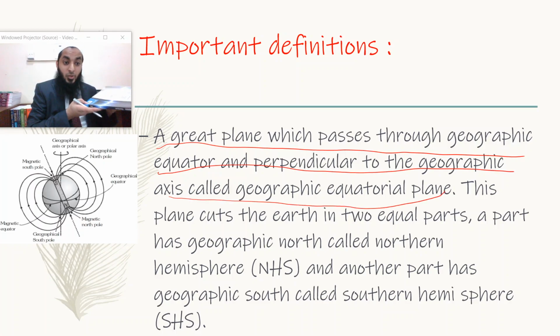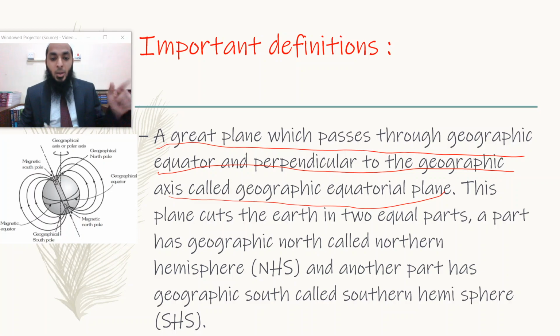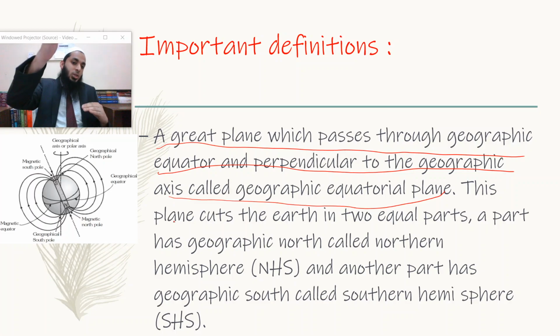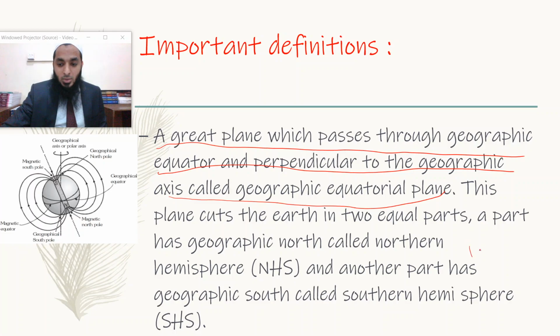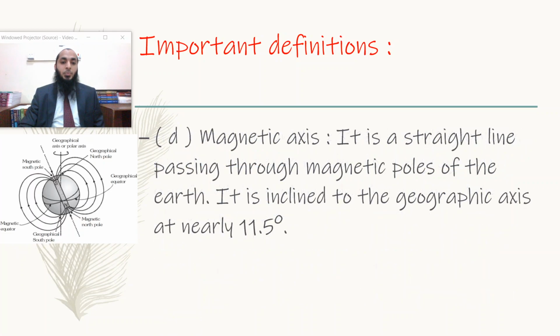This plane that we were talking about earlier. Now this plane cuts the earth into two equal parts. So yes, the geographic equator cuts the earth into two equal parts. One is the northern hemisphere and the other one is the southern hemisphere. So yes, we can read this. Let's proceed to the next part.